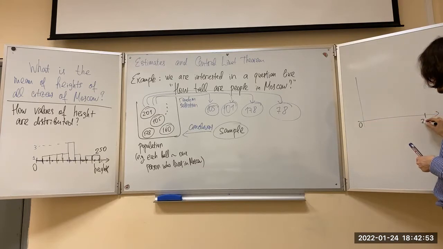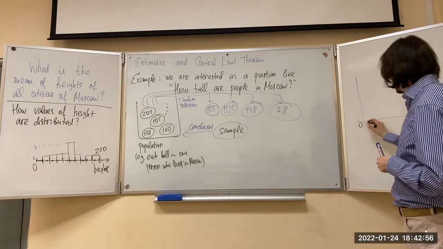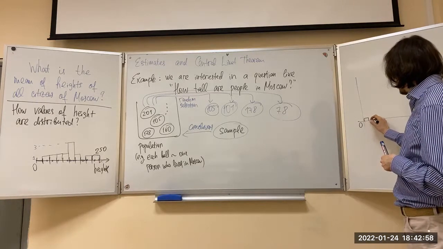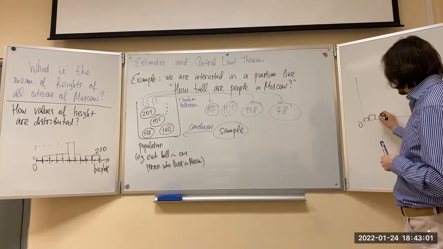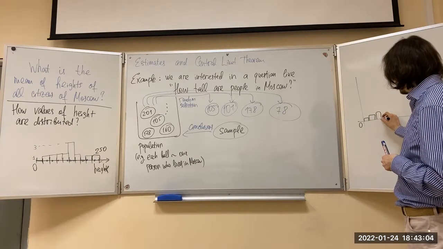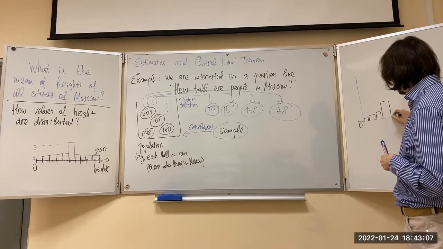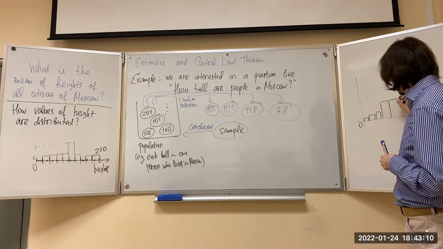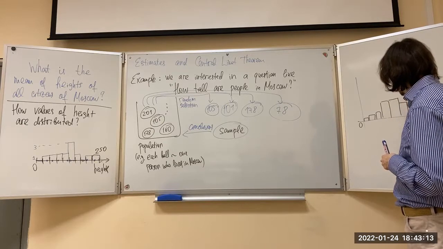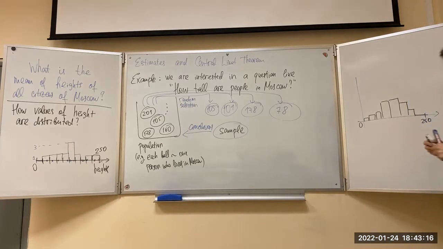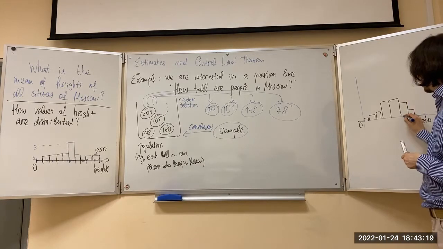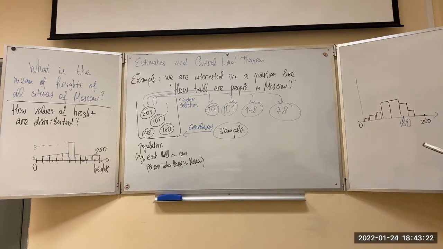So this is 0, this is 250, and you have probably some children here, and we probably have some adults here. It will be something like this. And we probably have some 180 somewhere here. Something like this. So more people of this height, fewer people of this height, and so on. So it is a good visualization technique.